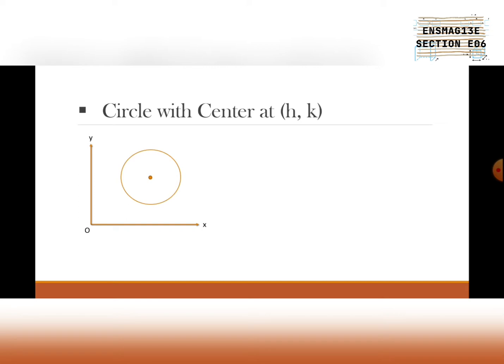Let the center of a circle be at the fixed point C with coordinates h and k, and let the radius be equal to r. Then, if point P with coordinates x and y is any point of the circle, the distance from C to P is equal to r. This condition requires that r is equal to d, the distance from C to P, with the equation square root of x minus h squared plus y minus k squared.